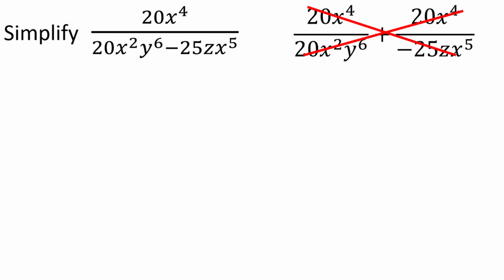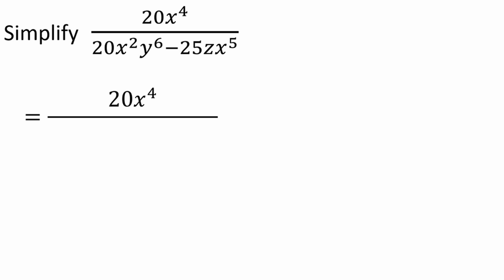Okay, so what do we do? Like I said in the previous problem, typically the best thing to do is just factor everything and hope that something cancels. Let's try factoring the denominator. Looking at the constants of 20 and 25, we can pull out a 5. Looking at the x terms of x squared and x to the 5th, we can pull out the lowest power on the two terms, which is the second power. We can't pull out any y's or z's, because y's and z's are not common to both terms. On the inside, we have 4y to the 6th minus 5zx to the 3rd.